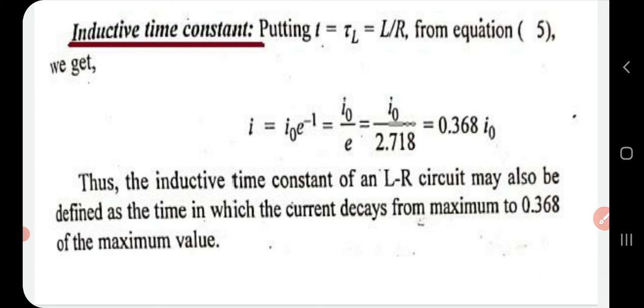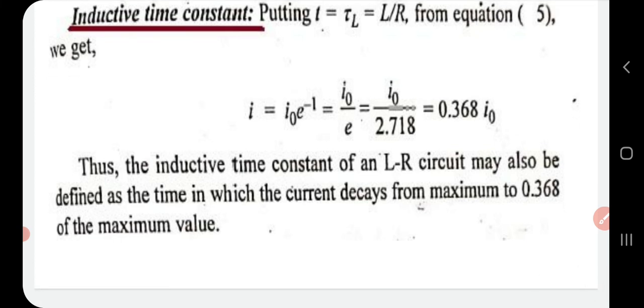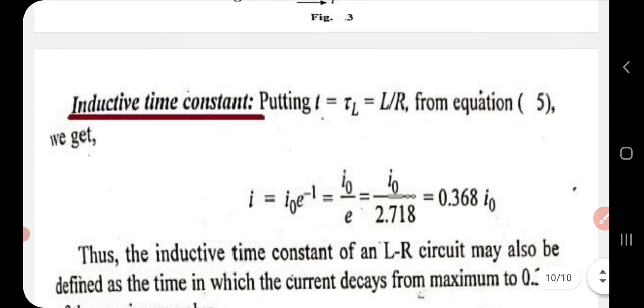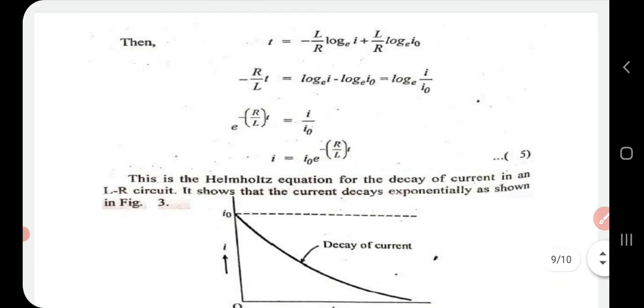The value of e is 2.718. So finally it reduces to 0.368 I0. Thus the inductive time constant of an LR circuit is defined as the time in which current decays from maximum to 0.368 of the maximum value. So this is one of the expected questions. In today's session you have to study what decay of current is, what varying currents are, and then you have to study both the decay and the growth of current in an LR circuit. Okay, today this is enough. Thank you.